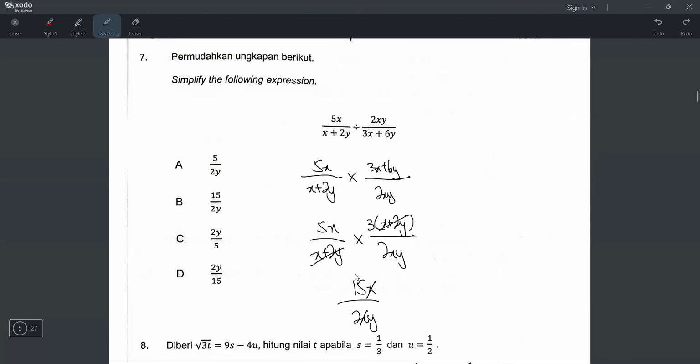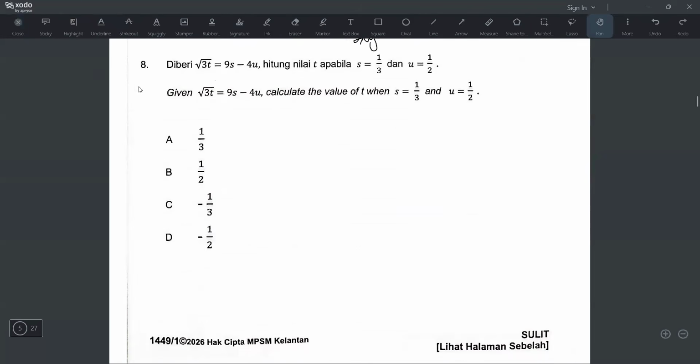Yeah, dia mesti darab baru boleh. Alright, so the answer is 15 over 2y. B. That's all. Alright, move on. Number 8. Given square root 3t equals 9s minus 4u. Calculate the value of t when s is 1 over 3, u is 1 over 2.